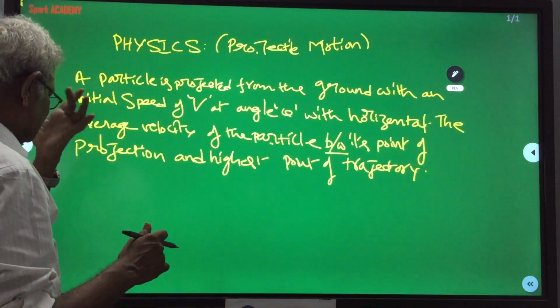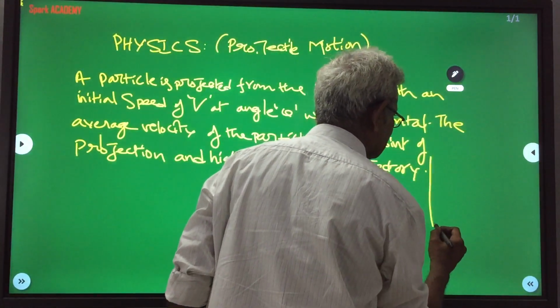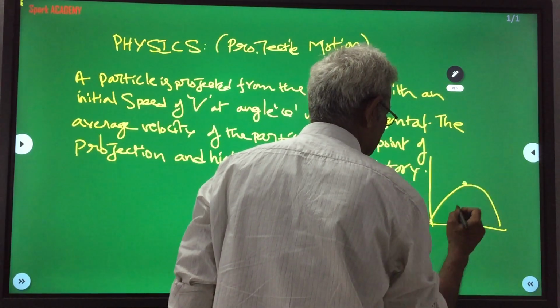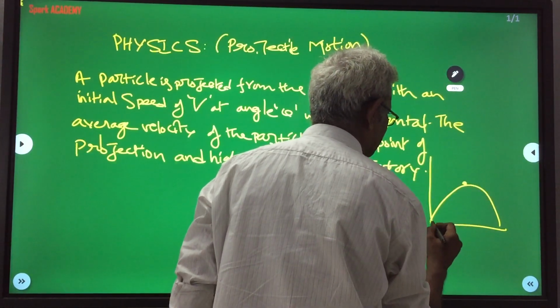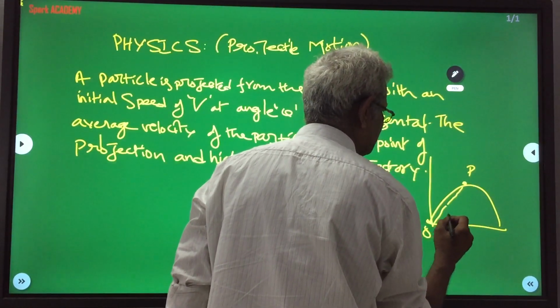Now you take time. Now, what does this mean? The problem is this. This is the projectile. At this point, this is the highest point. This is the origin. So the question is the average velocity between these two.